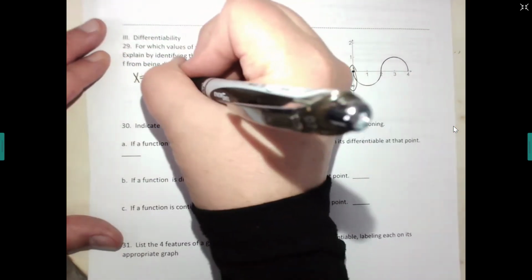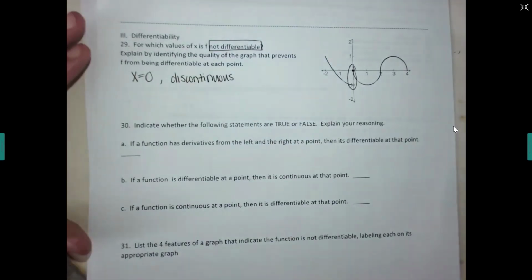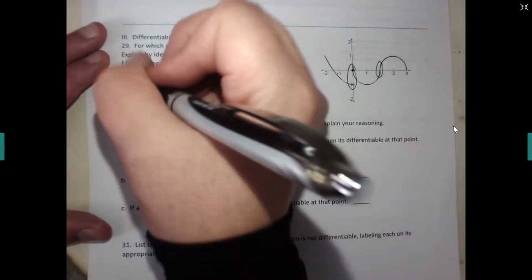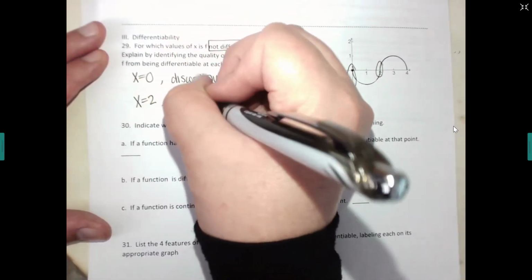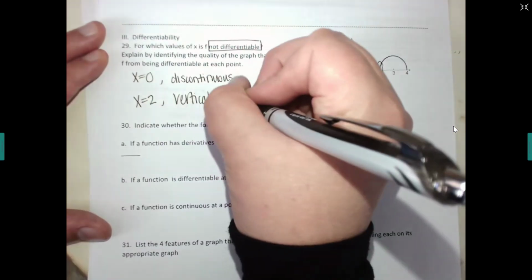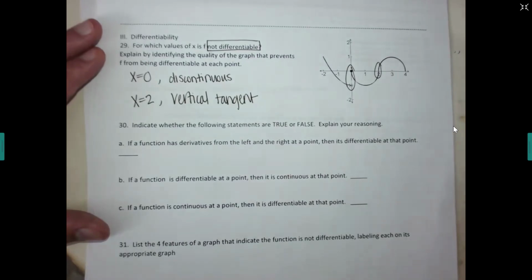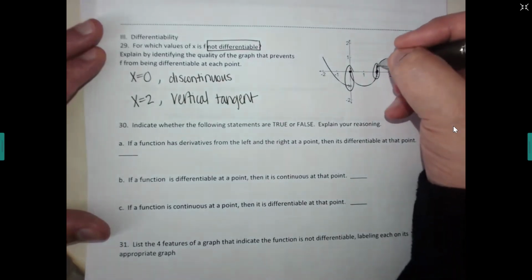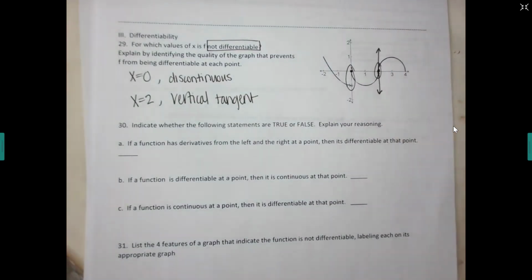I'm just going to put discontinuous. Okay, but jump is the type of discontinuity, which is also correct. What other feature? 2. 2 is a what? A vertical tangent. Very good. Now notice it's not a vertical asymptote. Vertical tangent means that you can draw the line laying perfectly next to the curve, but its slope happens to be undefined or vertical.